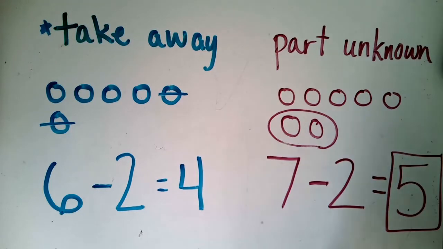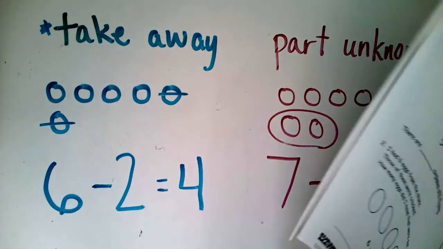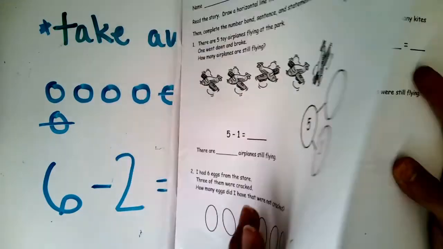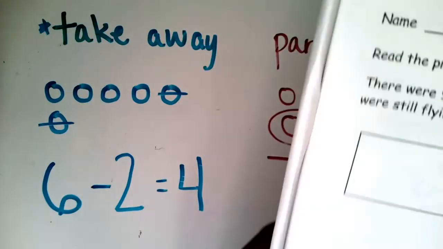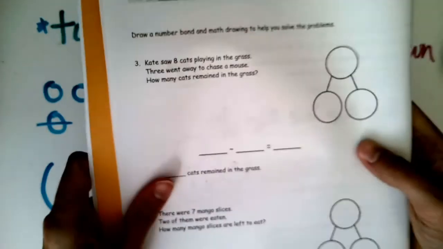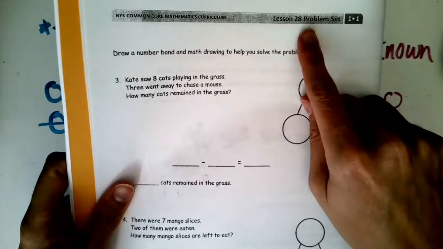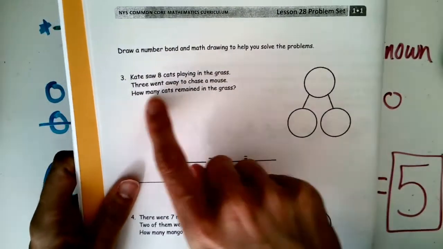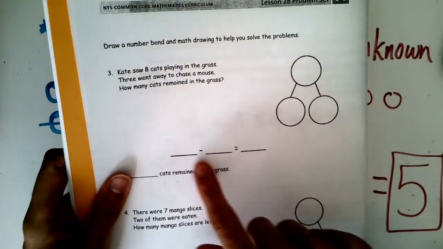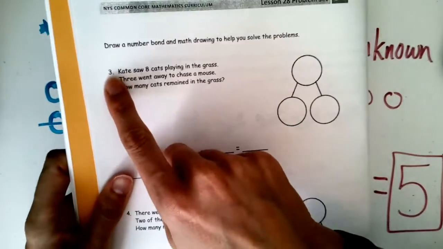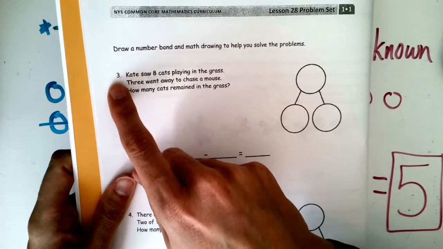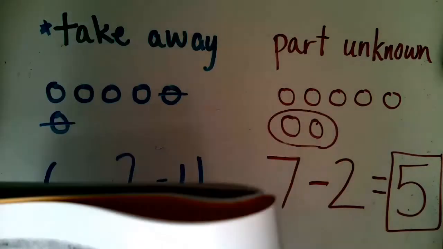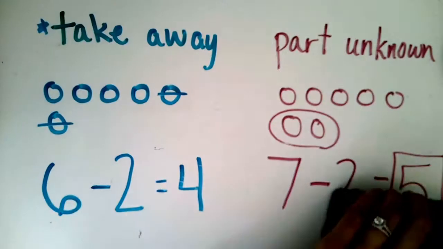Okie dokie. Once you see the airplanes, you're actually going to go to the next page. Okay? Going to go to the next page. It will still say lesson 28 problem set, but you will see more blank space, blank number bond, blank number sentence, and you'll see number 3 right here. So make sure you see number 3 right here. If you don't, it's the wrong page. Okay? All right, I'm going to erase my board here.